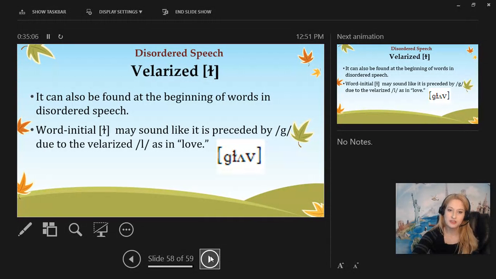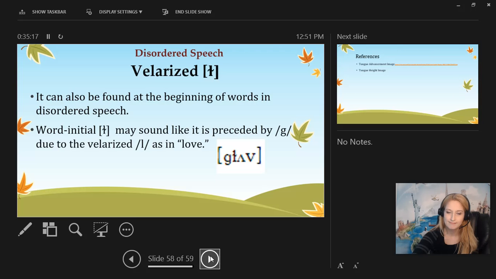The word-initial velarized L may sound like it is preceded by G due to the velarization, as in love, glove. Can sound like that.